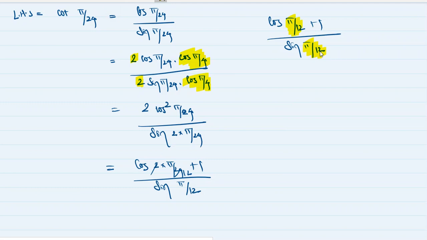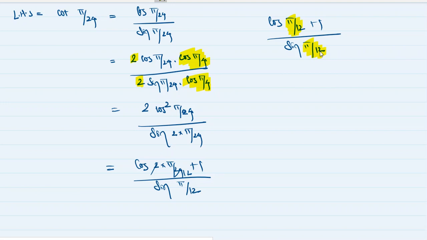Pi by 12 is an unknown angle. Which angle's value do we know? We know the value of pi by 6, which is 30 degree. We know the value of pi by 3, which is 60 degree, and pi by 4, which is 45 degree.